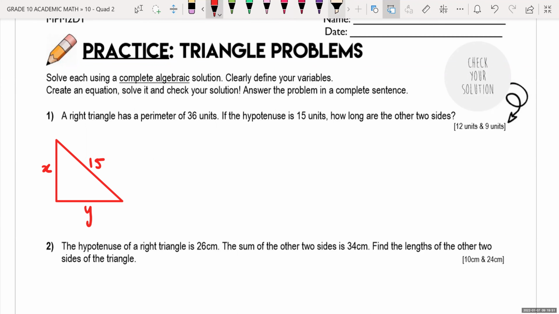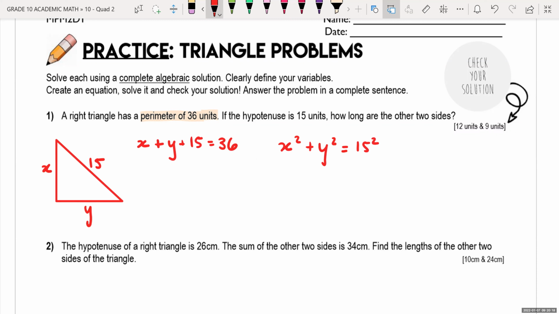However, they give you one other piece of information, and that is we have a perimeter of 36 units. Okay, so here's how I would do this question. My first equation would be the first side length plus the second side length plus 15 is equal to 36. And then my second equation would be x squared plus y squared is equal to 15 squared.